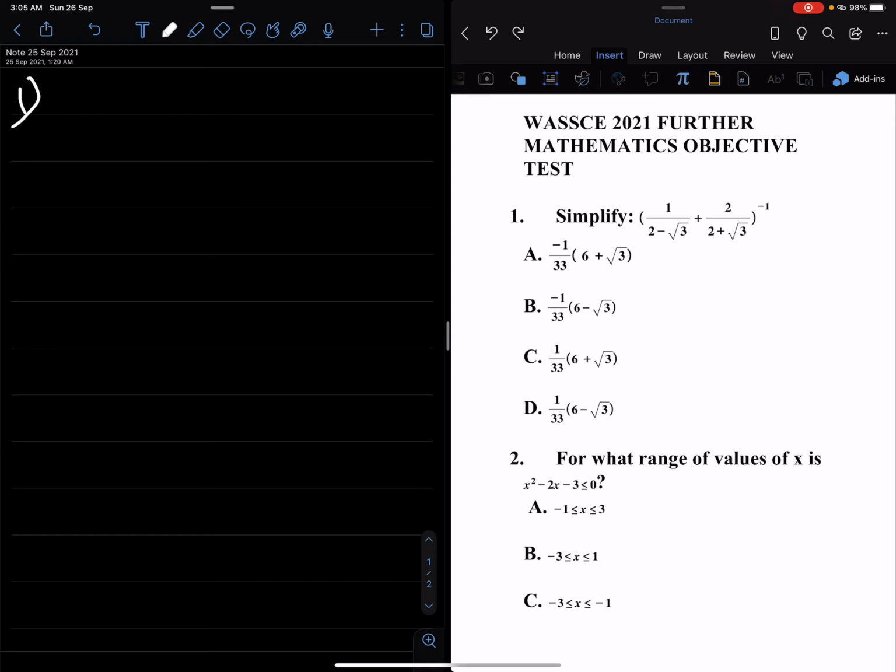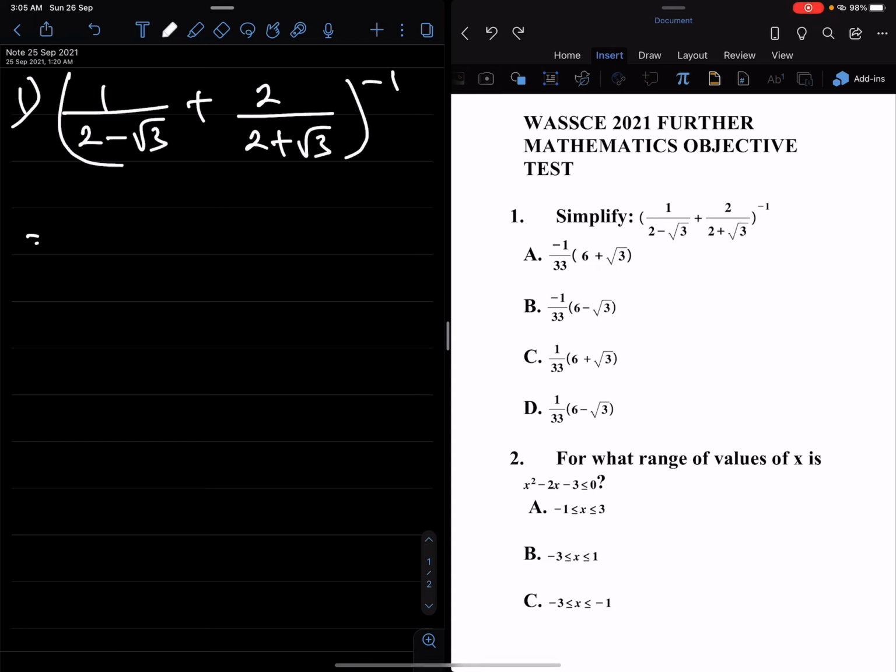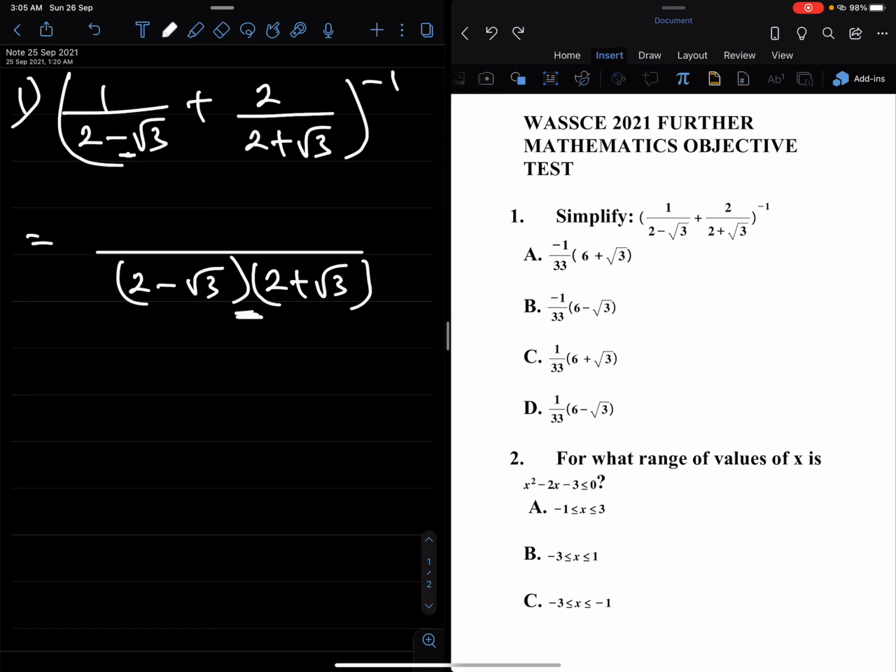Number 1, simplify 1 over 2 minus root 3 plus 2 over 2 plus root 3, all raised to power minus 1. The LCM is 2 minus root 3 times 2 plus root 3. When we divide this LCM by 2 minus root 3, we get 2 plus root 3. 2 plus root 3 times 1 is 2 plus root 3, plus, when we divide the LCM by 2 plus root 3, we get 2 minus root 3.